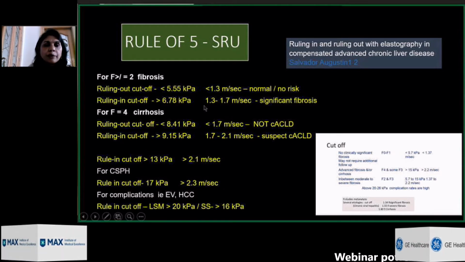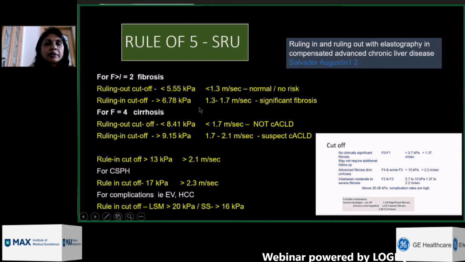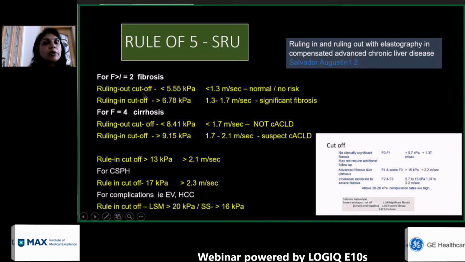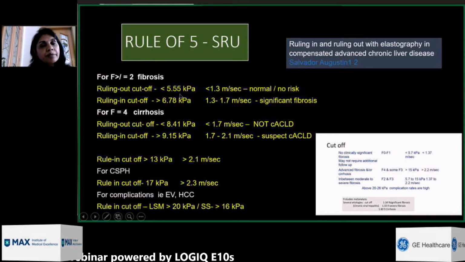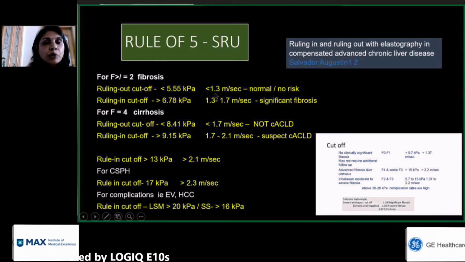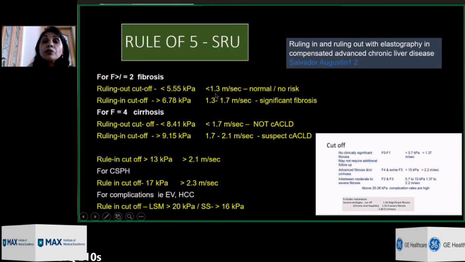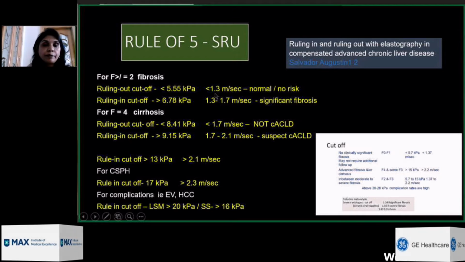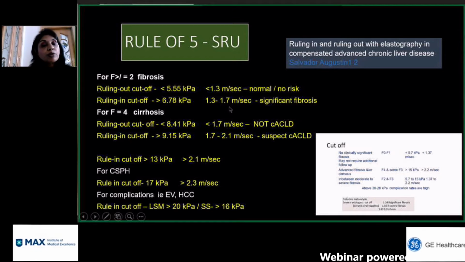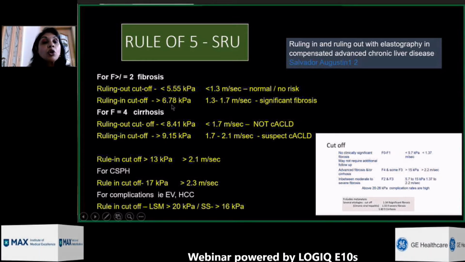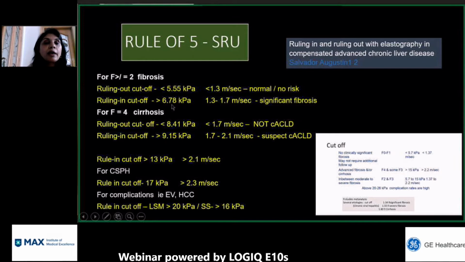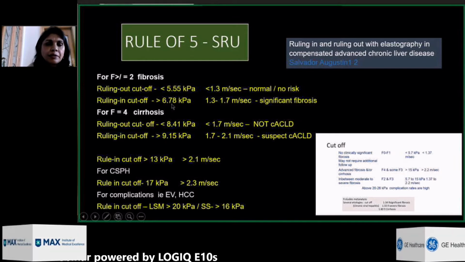So here I'm very quickly going to go over, without wasting much time, the rule out cutoffs and rule in cutoffs. If it is less than 5.5 kPa and the velocity is less than 1.3 meters per second, we are really ruling out F2. If it is 1.3 to 1.7 and the Kp is greater than 6.78, we are ruling in F2, which is clinically significant.